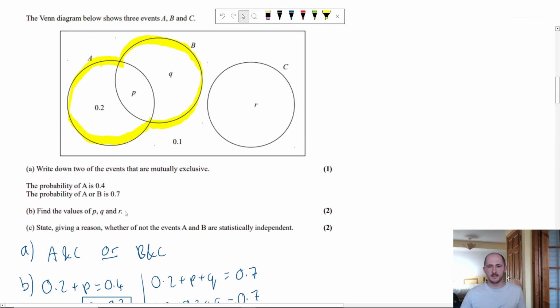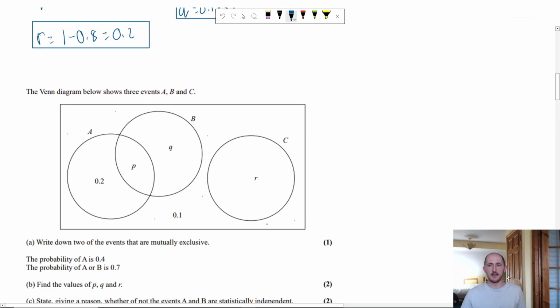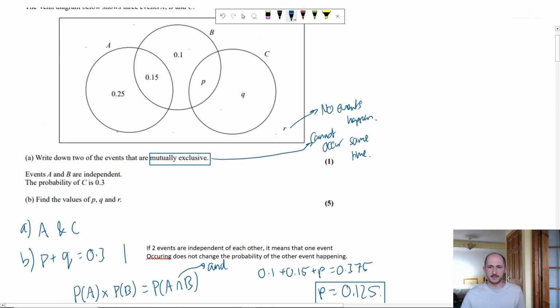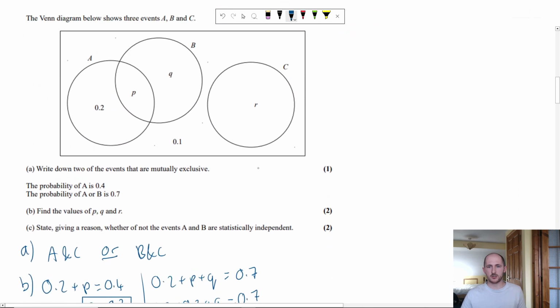And then it says, for the last part, state giving a reason whether or not the events A and B are statistically independent. And if you go back to part A, the first part, sorry, independent means that if you multiply the two probabilities of the events happening, it should give you the overlap. So let's try that out.